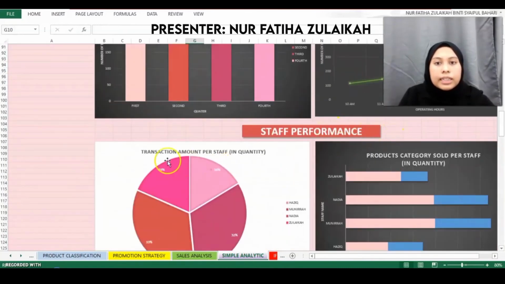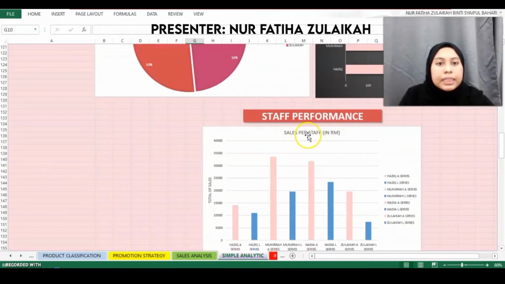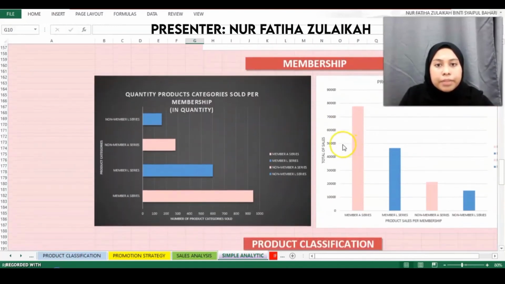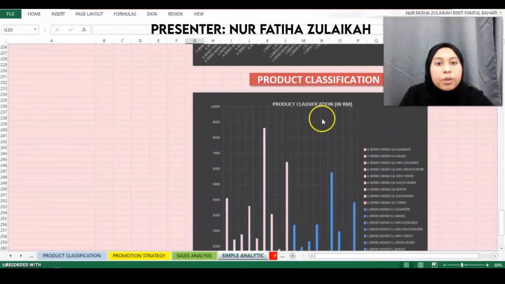Staff performance: transaction amount per staff in quantity, product category sold per staff in quantity, and sales per staff in ringgit Malaysia. And next, membership: quantity of product categories sold per membership, and product sales per membership in ringgit Malaysia. And lastly, product classification in quantity, and also product classification in ringgit Malaysia.